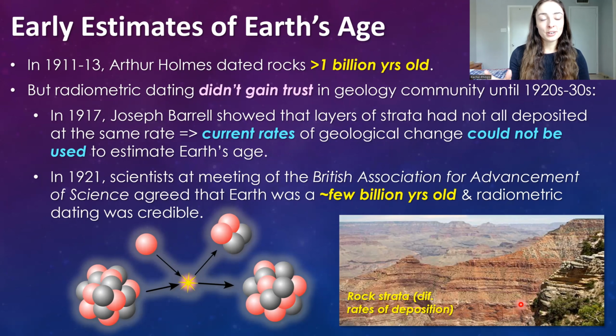Now, this was with huge error bars. They were just kind of estimating based on some of the radiometric dates early on. And they then agreed that radiometric dating was credible, which was huge because then a bunch of geoscientists got into it and made the techniques more reliable, more accurate, more precise.